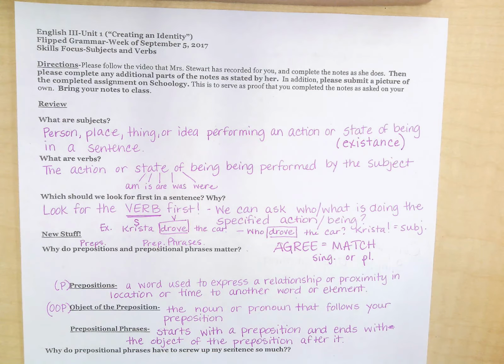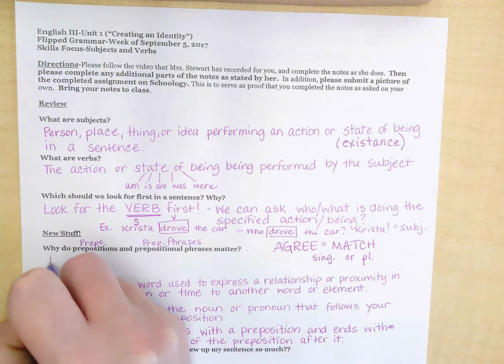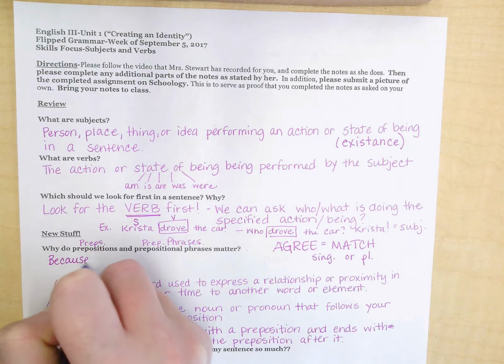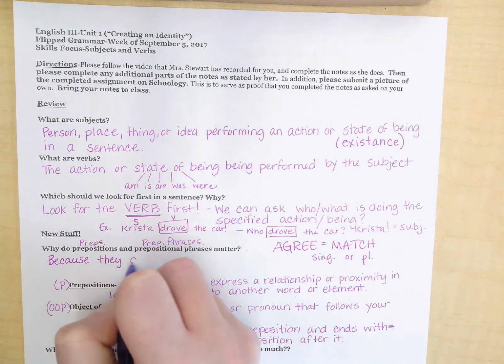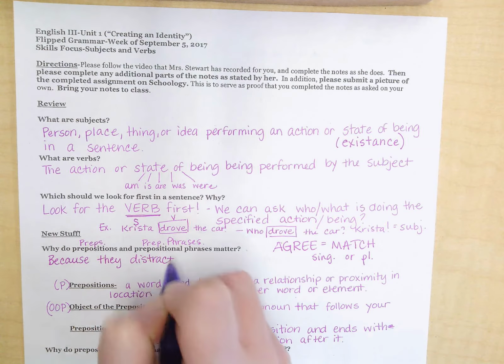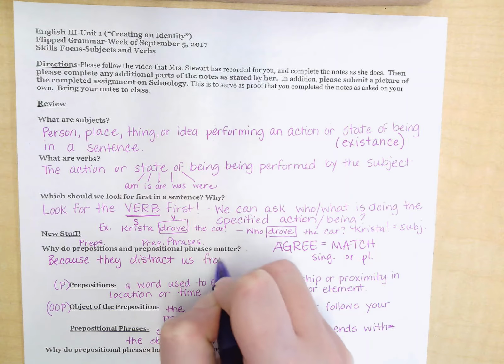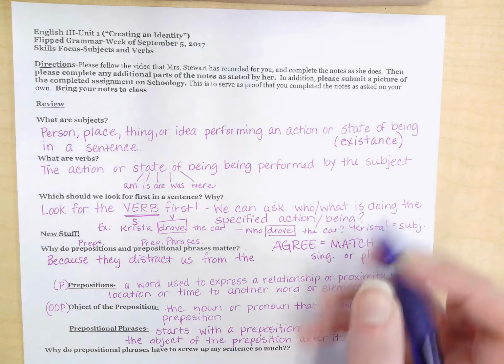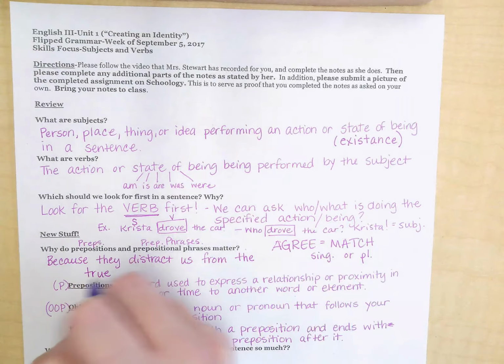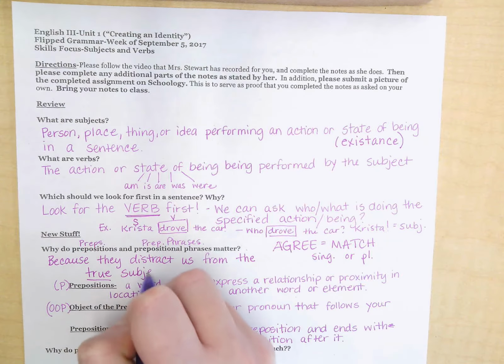So prepositional phrases and prepositions can sometimes distract us from what the true subject of a sentence is because they kind of get in between our subject and our verb sometimes. So let's write that down. Why do prepositions and prepositional phrases matter? Because they distract us from the true subject of a sentence.